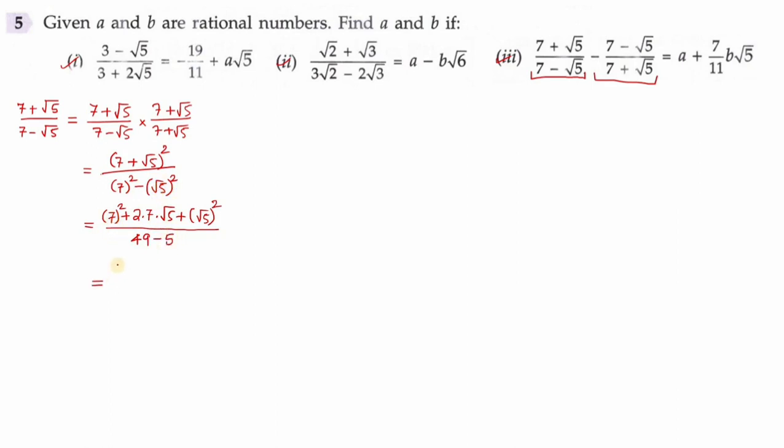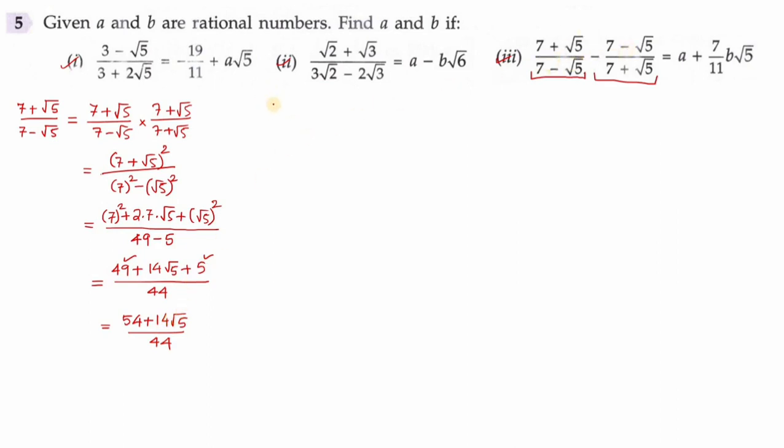Let's simplify this. 7 square is 49. So this is 14 root 5 plus 5, whole divided by 44. Okay, so you see we have 49 plus 5 is 54, plus 14 root 5 by 44. If you want to take 2 common and do the cancellation, that is also possible, but let me leave it till here only right now. We'll do the simplification later. So I have found the first term.